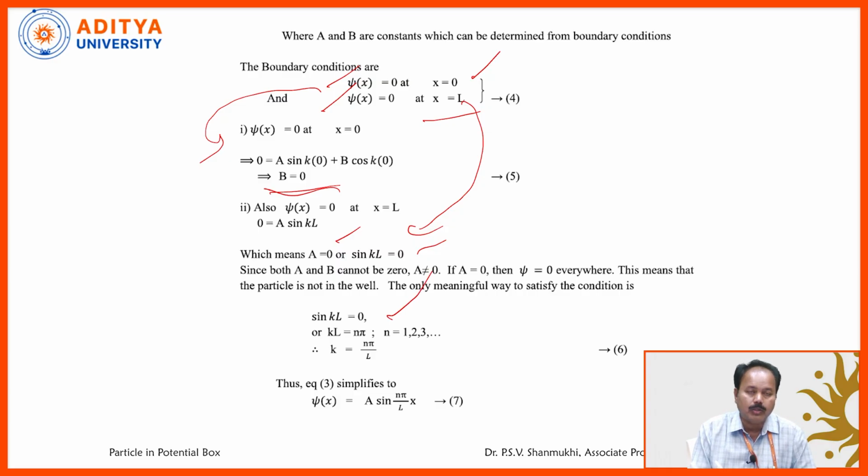Sin kL is equal to 0 means what do you get here? kL is equal to n pi. Sin 0 is 0, sin 180 is 0, sin minus 180, that is minus pi, is 0, sin 2 pi, 3 pi, etc. are all zeros. That's why kL is equal to plus or minus n pi, or simply take it as n pi. K is equal to n pi by L we get. Now substitute this k is equal to n pi by L in our solution.